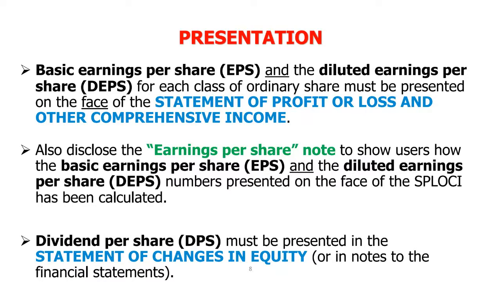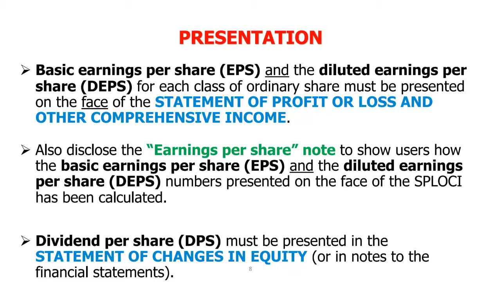If there are multiple classes of ordinary shares, which is possible in some companies, we need to disclose earnings per share and diluted earnings per share for each class of ordinary shares.